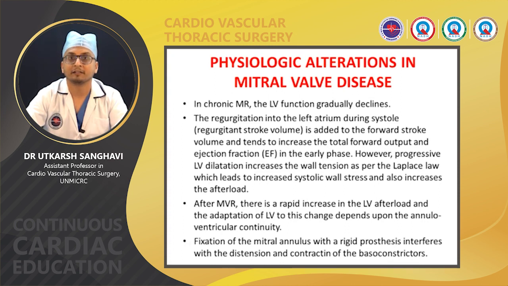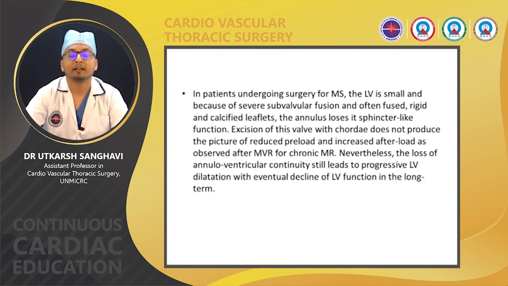Fixation of the mitral valve annulus with a rigid prosthesis further interferes with the distension and the contraction of the various constrictors. Whereas for patients who are undergoing mitral valve replacement for mitral stenosis, the LV is small, and because of severe subvalve fusion, which is generally fused in all cases, and rigid and calcified leaflets, the annulus loses its sphincter-like function. Excision of the valve with chordae does not produce the picture of reduced preload and increased afterload as was observed after MVR for chronic MR.